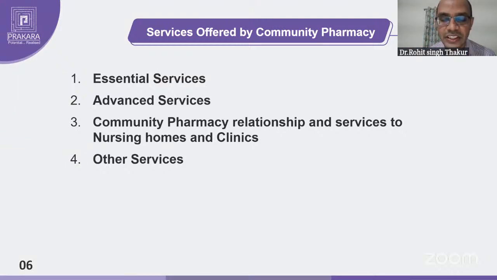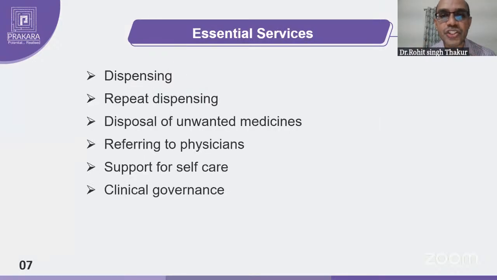Now, let's see in detail about the essential services. Now, you as a community pharmacist at community level, what are all the essential services we try to document? One is the dispensing of medication. The second one is repeat dispensing. Then comes the disposal of unwanted drugs, then referring to physician, followed by the support of self-care. Then comes the clinical governance.